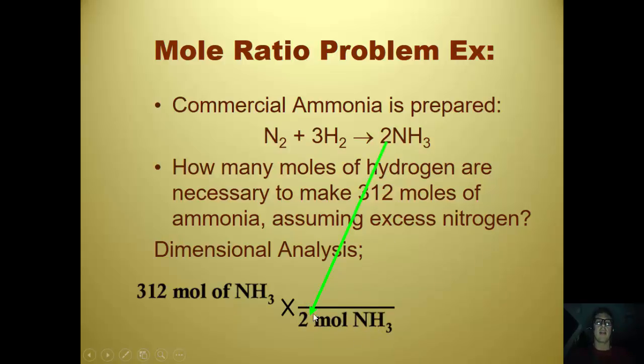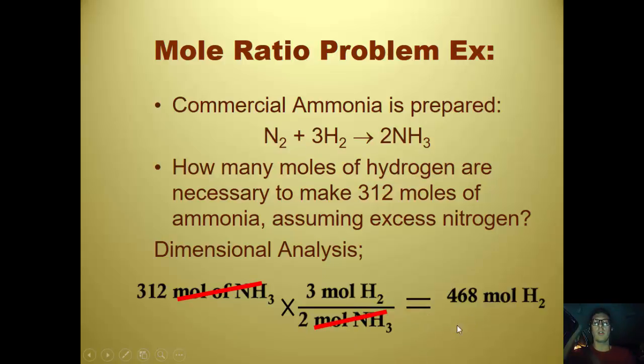You can see that. But notice it's 2 moles of ammonia right from here. And we have 3 moles of hydrogen gas right here. The 3 comes right down here, and this is our ratio. 3 moles of hydrogen to 2 moles of ammonia. And so that cancels, that cancels. We're now in the right units, moles of hydrogen.